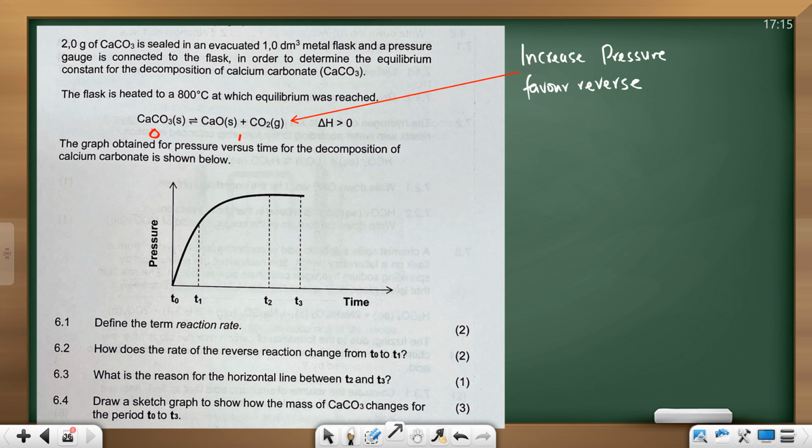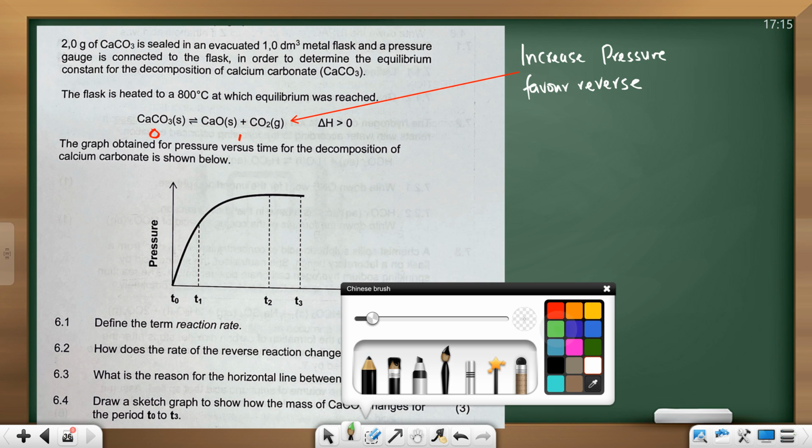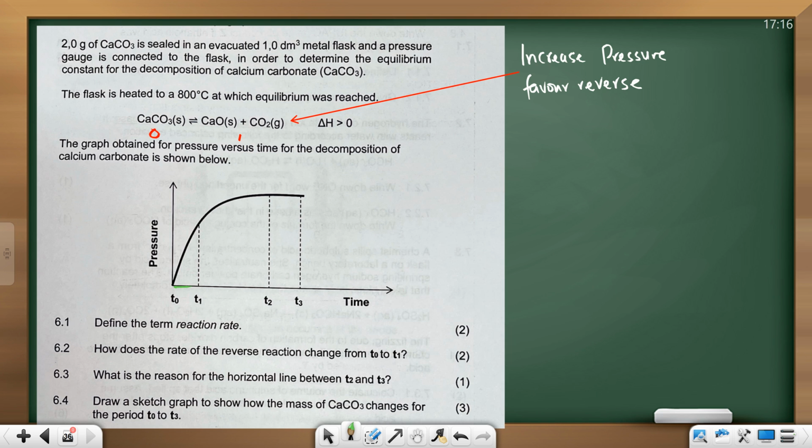The examiner says, how does the rate of reverse reaction change from T0 to T1? If you look at the graph, what's happening between T0 and T1? Pressure is increasing. So what's happening? We're favoring the reverse. How does the rate change? It's going to increase. Make sense? We are favoring the reverse.